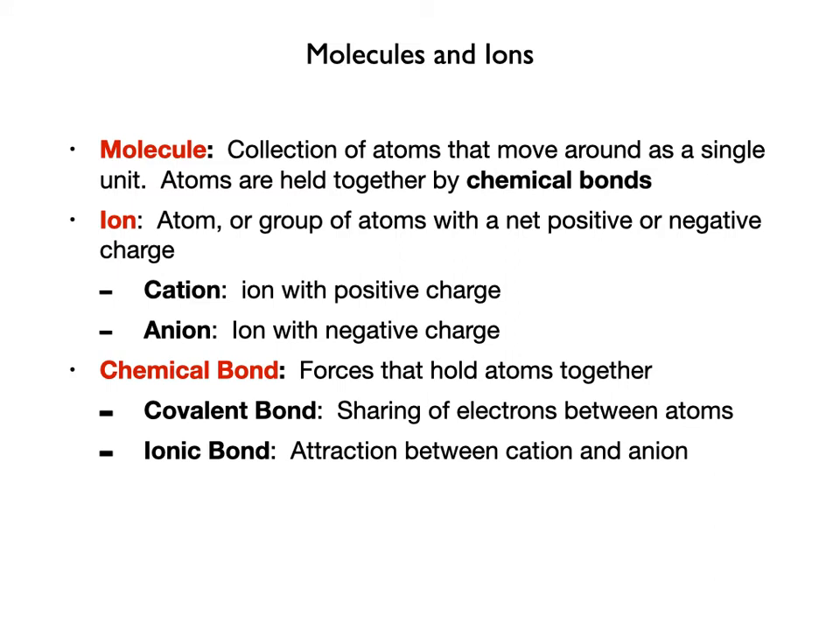And later in the semester, we'll talk more about this, but I'll just introduce it now. There's a couple different types of chemical bonds. We can have covalent bonds, where electrons are shared between atoms, and we can have ionic bonds, where the attraction between a cation and an anion is what holds it together. But we'll talk more about that later. For now, let's talk more about the molecule.